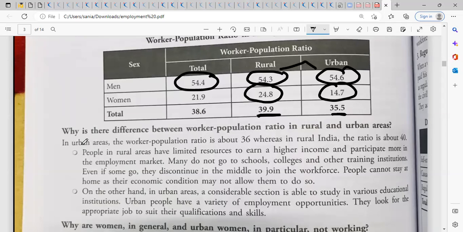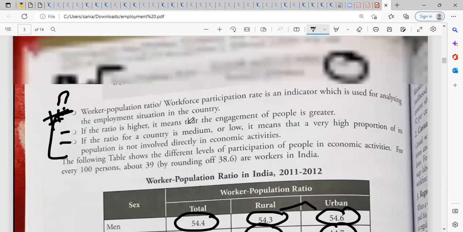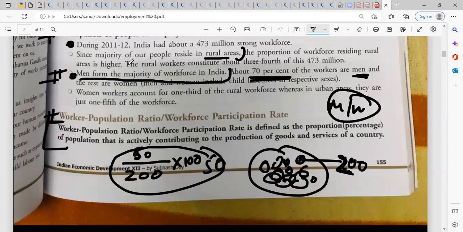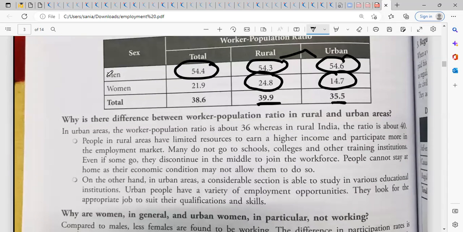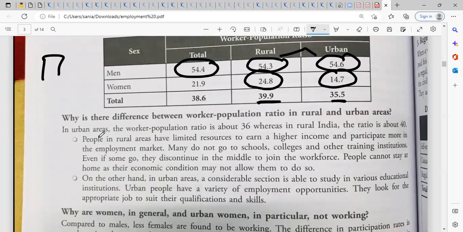So see, in urban area the work participation ratio is about 35, whereas in rural area it is around 40. So why is it like this? People in rural areas have limited resources, as we discussed over here that most of the people contributing are from rural areas. So this is the reason behind this. Now you will say, no ma'am, in urban areas there are jobs and all that, so why are you saying that more people are engaged over here? Let's see the reason.